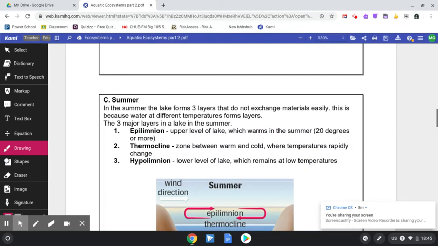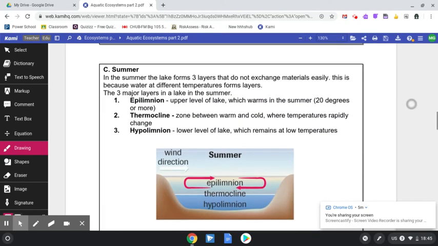Followed by my favorite season, probably most of yours as well, we have the summer. Three lake layers form in the summer. And it's difficult for oxygen and other materials to exchange with each other in these layers, due to the differing temperatures.